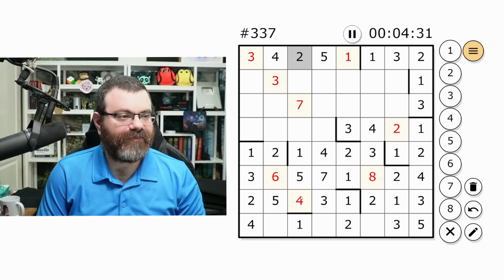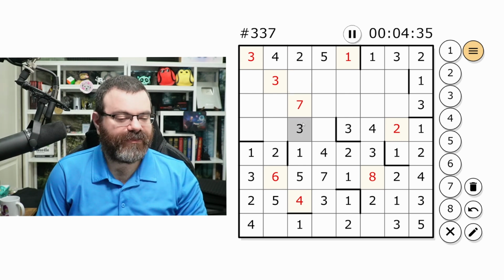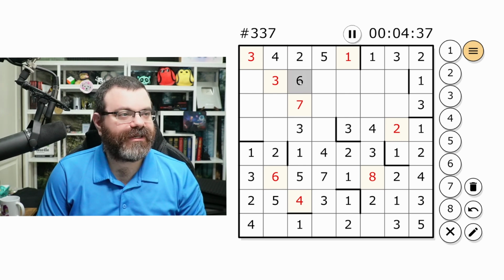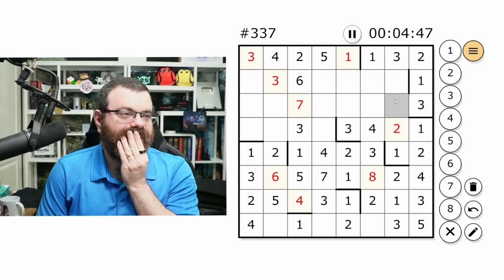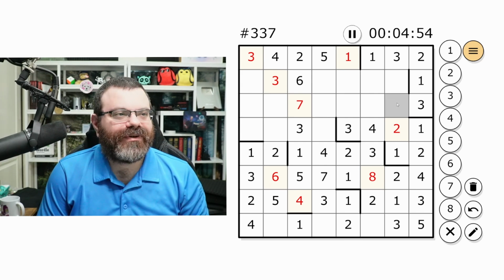What do I need in this column? A 3 and a 6. So that's my 3, that's my 6. So this 3 here. I need 2 and 4 here, which is not resolved. And I need 4 and 5 here, which is not resolved. That does place this 4. Let's use it, why not?